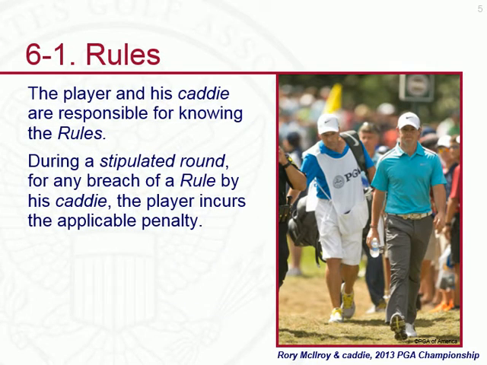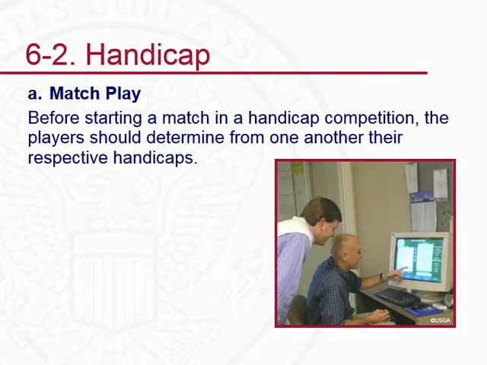Rule 6-1, the player and his caddy are responsible for knowing the rules. During a stipulated round, for any breach of a rule by his caddy, the player incurs the applicable penalty. Rule 6-2 for handicaps. Part A is match play. Before starting a match in a handicap competition, the players should determine from one another their respective handicaps.